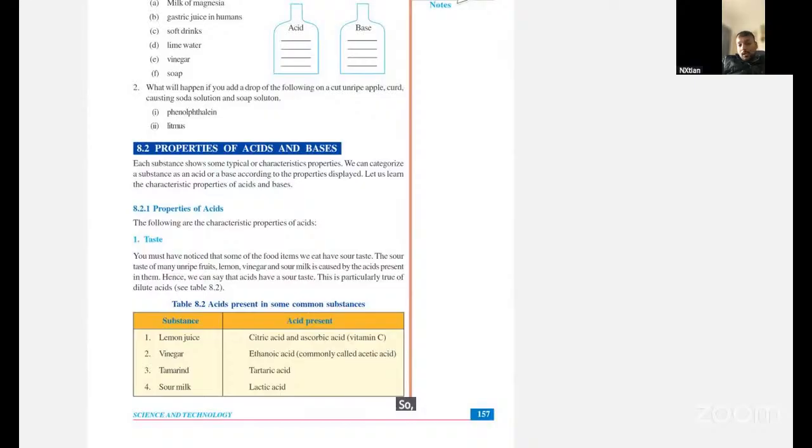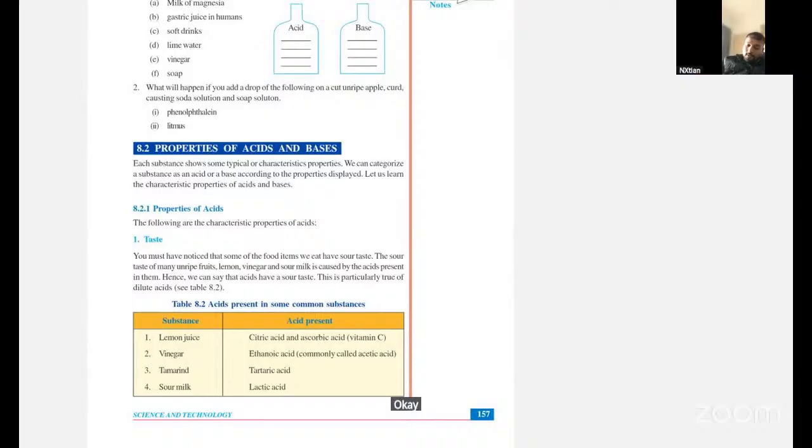So we just learned that anything that is sour in taste is basically acidic. We eat curd regularly, and curd is also acidic in character because of the sour taste, and it has lactic acid in it. Which acid? Lactic acid. Got it, guys?